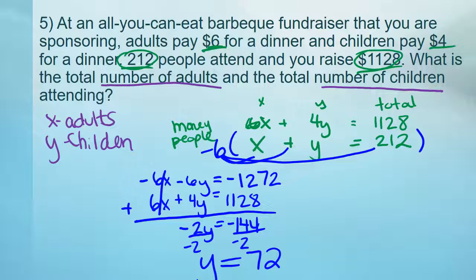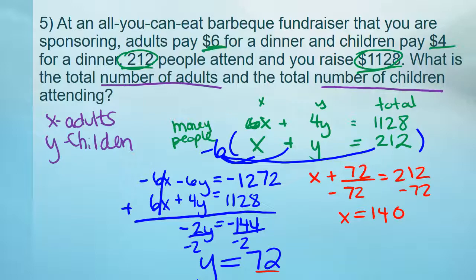I now need to find my y value. So I'm going to take this second equation, and where there's a y, I'm going to put a gap. And where there's that gap, I'm going to put my y value of 72. So to solve for x, all I have to do is subtract 72 from both sides. So if I take 212 subtract 72, what do we get? 140.